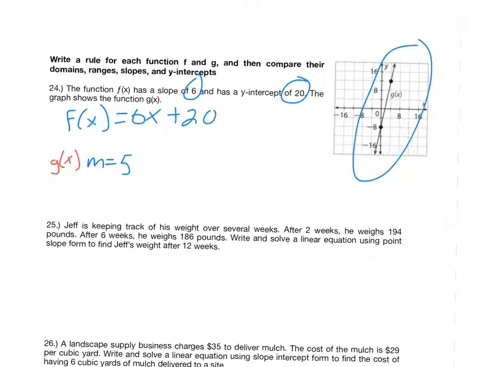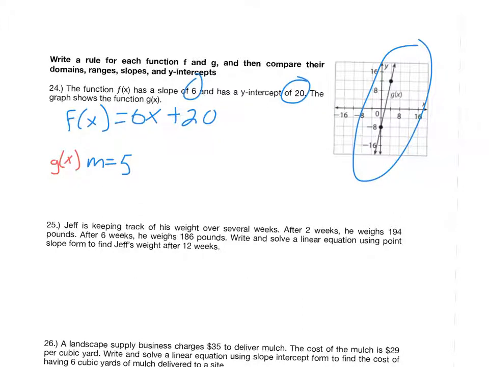Domain and range, they're going to be exactly the same. For g of x, the domain and range are all real numbers. For f of x, that's a line. That's going to also be all real numbers. It's continuous. They don't give us a set parameter, so it's also going to be all real numbers. Which slope is greater? The slope of f of x is obviously greater than the slope of g of x.